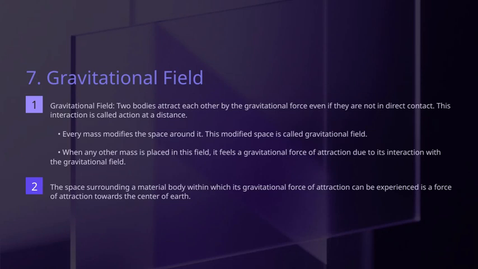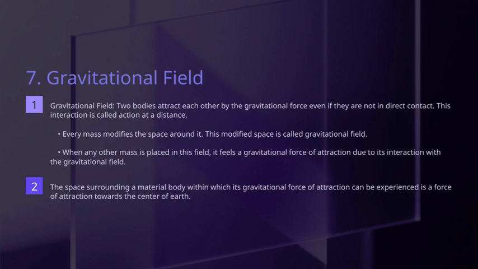Let's explore the concept of the gravitational field. The space surrounding a material body, like the Earth, within which its gravitational force can be experienced, is essentially a force of attraction directed towards the center of the Earth. Think of it as an invisible region where gravity operates. When we place another mass, say a satellite or an object, into this space, it experiences a gravitational force due to its interaction with the Earth's gravitational field. This force causes the object to be pulled toward the Earth.